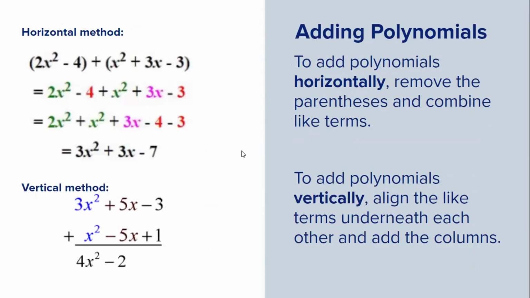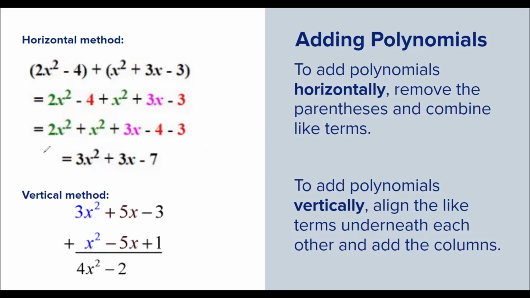So there are two methods to add polynomials. You can either add it horizontally or you can add it vertically. When you add horizontally, you're going to remove the parentheses and combine like terms. In the example, you have 2x squared minus 4 plus x squared plus 3x minus 3. As you can see, this is the binomial and this is the trinomial. You're just going to get rid of these parentheses, and that's what is done in step 2. You see that the parentheses are gone, and now you're able to combine like terms.